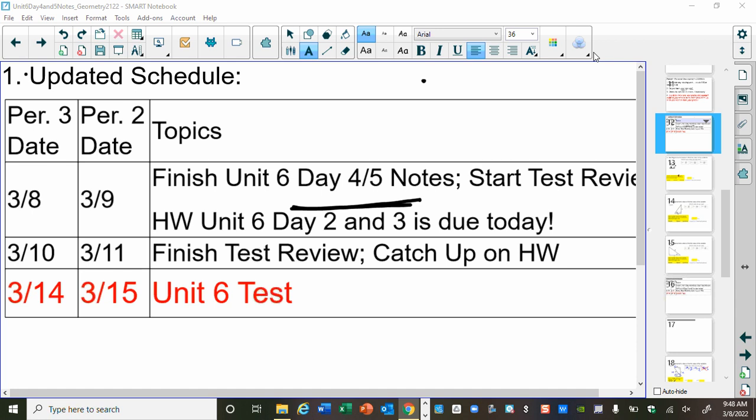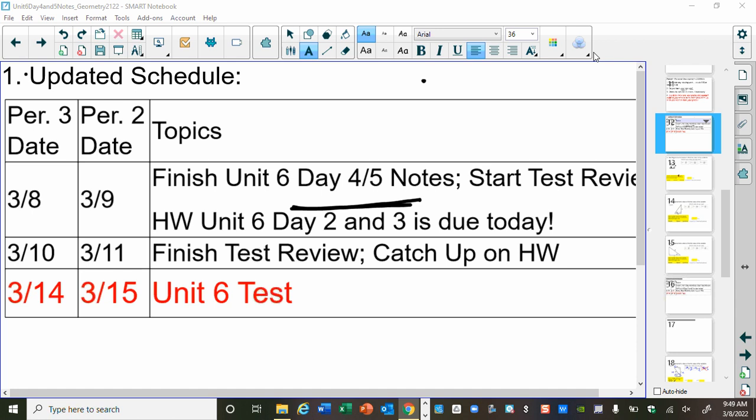Next class, we're going to finish test review and catch up on any homework that's missing, because some of us are missing some homework. And then, of course, your test is going to be next Monday, 3/14. More than likely, that's probably going to be the last test of the quarter. Give you a heads up. So that's going to be the game plan. Anybody have any questions for me before we get started?